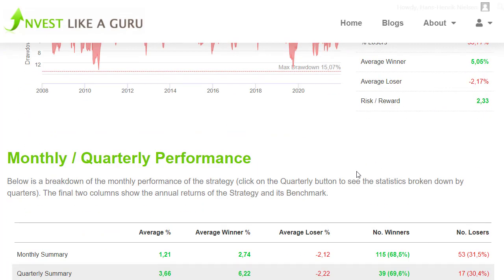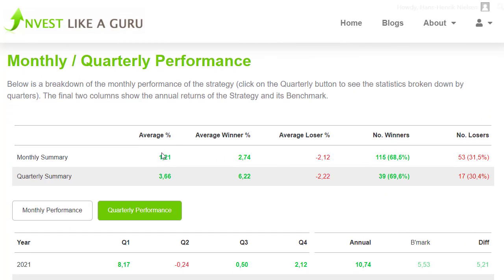If we look down here with the new strategy, you can see that the monthly performance on this one is 1.21%. The average winner is 2.74% and the average loser is 2.12%, and that is months, of course. The same with the quarters here. You can see that we have an average each quarter of 3.66%, and that the winning quarters are a lot larger than the average losing quarters.